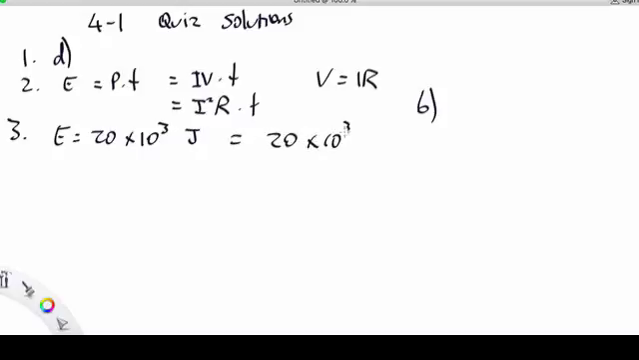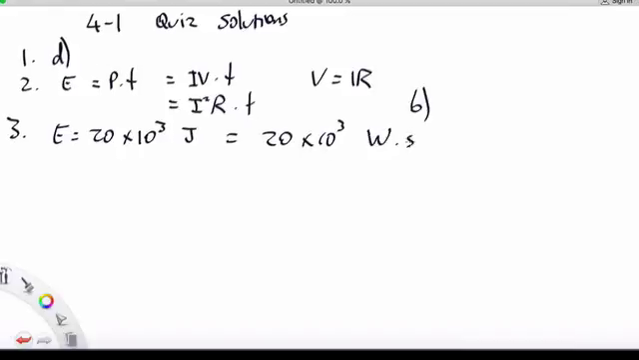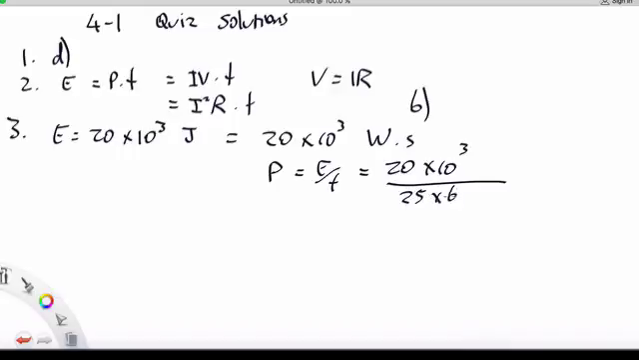Now number 3, we have energy is 20 by 10 cubed joules, and that means 20 by 10 cubed watts times seconds. So the power is energy over time, which is 20 by 10 cubed over 25 hours, each 60 minutes, each of those 60 seconds. So we end up with 0.22 watts.